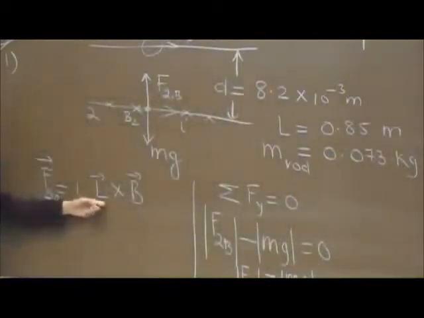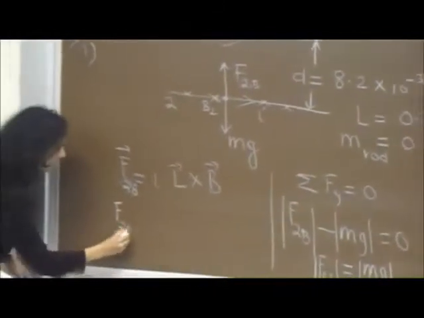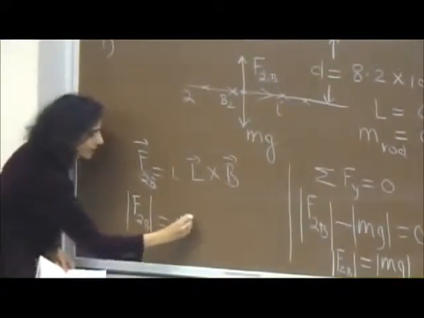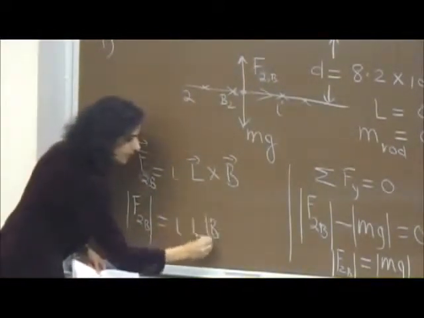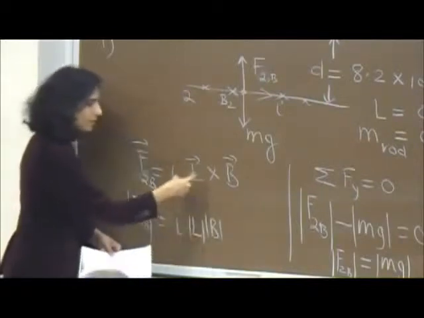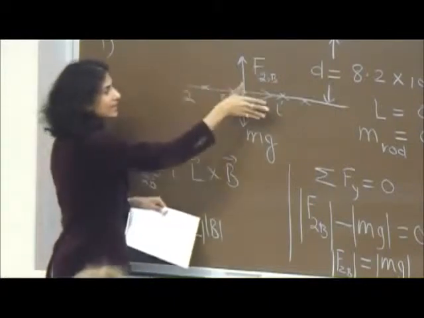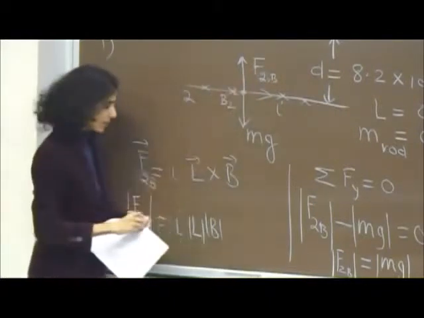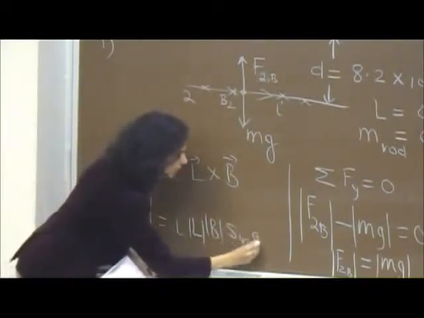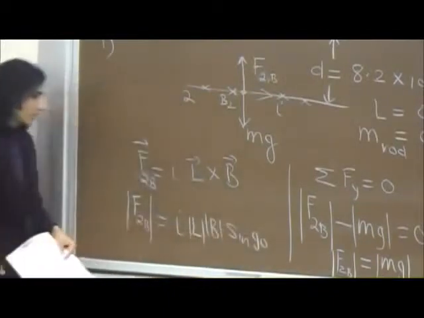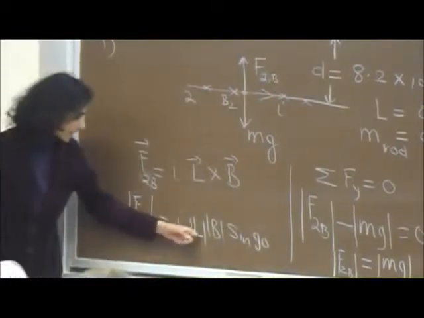So L is given. By the way, let's find the magnitude of this. If we find the magnitude of this, this will be I L B times sine theta. Theta is the angle between L and B. And if you can see, L is like this, B is into the board. The angle between them is 90, so this is sine 90, which is 1. Sine 90 is 1, so that goes away. So all we have is ILB.